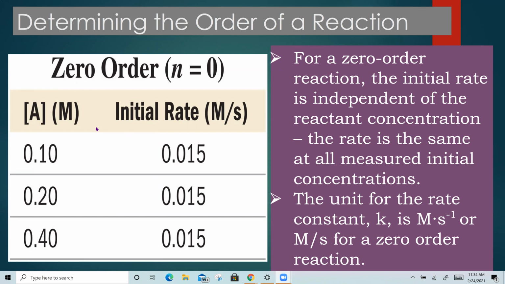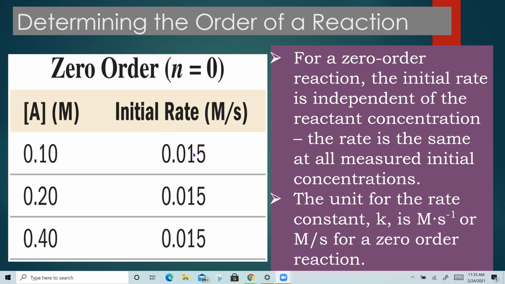Look at this. We still have a change in concentration. You see this? We ran 3 experiments. We have 0.1, 0.2, 0.4. So from 0.1 to 0.2, we doubled the concentration. What happens to the rate? It stays the same. And if it stays the same, we notice that regardless of our change in concentration, the rate will remain constant. Basically, what we're seeing is that rate is independent of the concentration. That is a 0 order, all right?